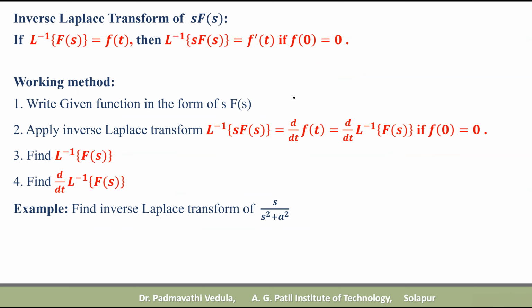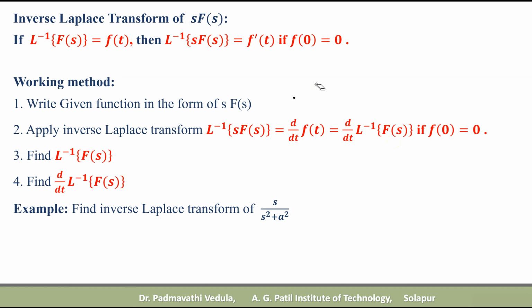The next property is also called multiplication by s. Here if L inverse of f of s equal to f of t, then inverse Laplace of s into f of s equal to f dash of t if f of 0 equal to 0. Here f dash of t means you can write in this manner also, d by dt of f of t. That is d by dt of inverse Laplace transform of f of s.